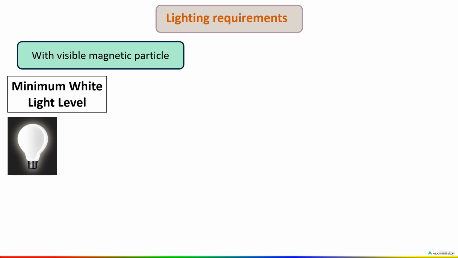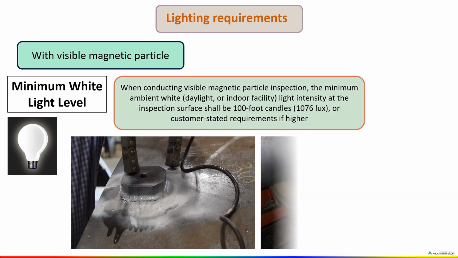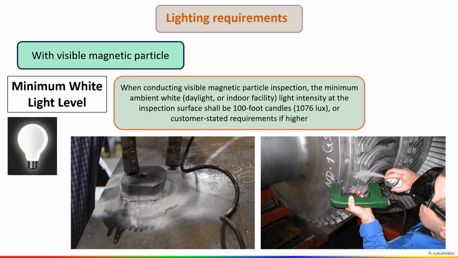Minimum white light level requirement. When conducting visible magnetic particle inspection, the minimum ambient white light intensity at the inspection surface shall be 100 foot candles, that is 1076 lux, or as stated by the customer. A light intensity of at least 1000 lux or 100 foot candles is recommended when visible particles are used, but a variety of light sources can be used for this purpose.